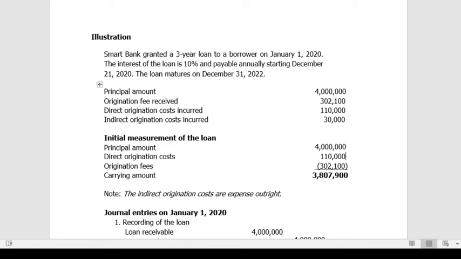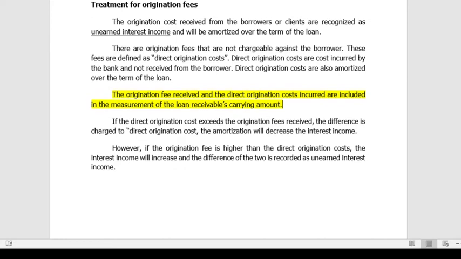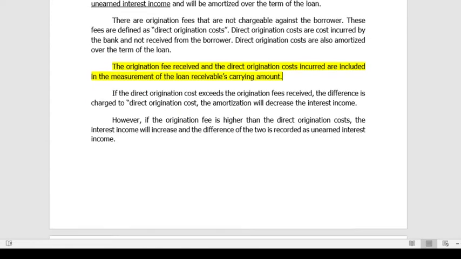Kung matatandaan mo, ang sabi dito sa item, balikan natin. This item said, the origination fee received and the direct origination costs incurred are included in the measurement of the loan receivables carrying amount. Ibig sabihin itong included, this is included in the computation but not necessarily added. Yun ang sinasabi lang dyan. This is considered in the measurement of the loan receivables carrying amount but not necessarily added. Bakit kasi?